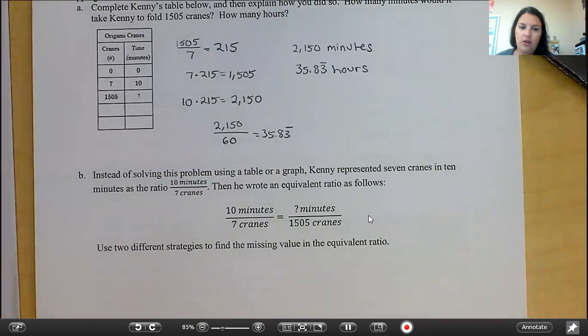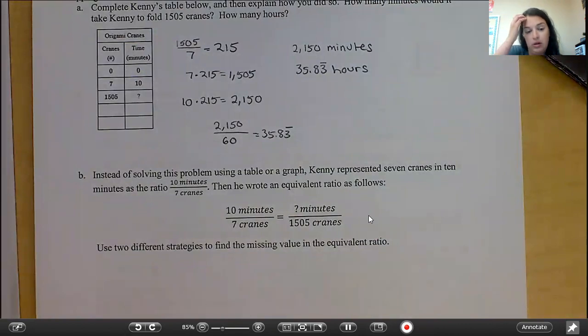Part B said, instead of solving this problem using a table or graph, Kenny represented 7 cranes in the 10 minutes as 10 minutes to 7 cranes. Then he wrote an equivalent ratio as follows: 10 minutes for 7 cranes equals blank minutes for 1,505 cranes. Use 2 different strategies to find the missing value in the equivalent ratio. So go ahead and use 2 different strategies. Your strategies could vary, so I'm not going to go through them, but you still should have gotten the same answer, 2,150 minutes.